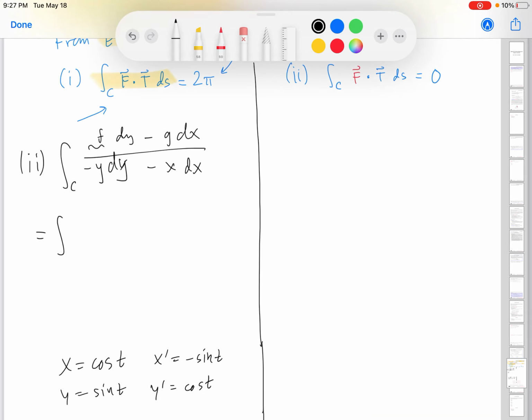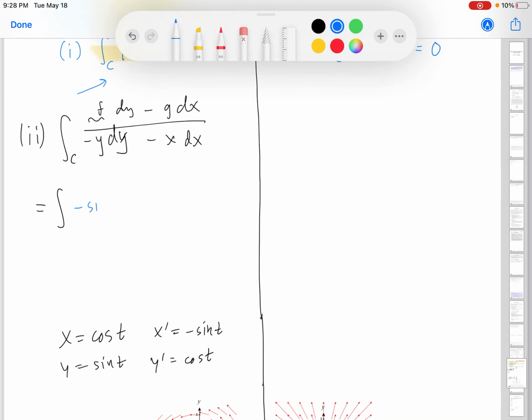So now we're just going to substitute everything into here. So we get negative y, that's negative sine t, times dy, that is cosine of t.